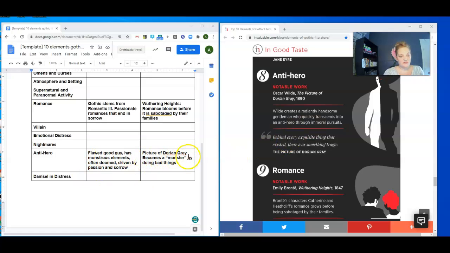So in this, I put Picture of Dorian Gray, becomes a monster by doing bad things. I didn't put radiantly handsome, transcends, immoral pursuits, because that might not make sense to me when I go back to my notes. So I put becomes a monster, that's really what he becomes, by doing bad things. Immoral pursuits are bad things.